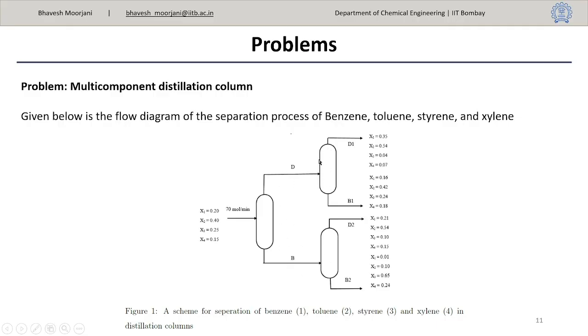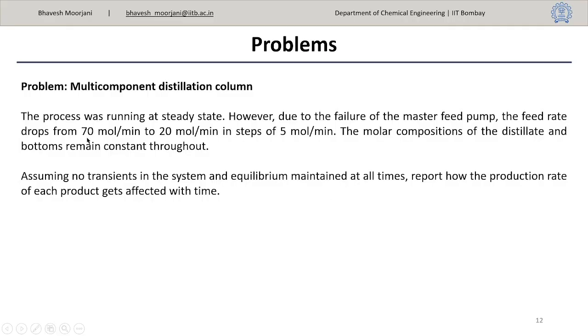It further goes into two other columns, and then you have distillate 1, distillate 2, raffinate 1 and raffinate 2. You can call them the top or bottom portion also, right? So this is the flow diagram for a separation process of benzene, toluene, styrene and xylene. So you have four components, and the final specification for all these columns has been given, so the mole fractions are given. Now, what has been informed to us is that the process was running at a steady state at a 17 mole per minute flow rate.